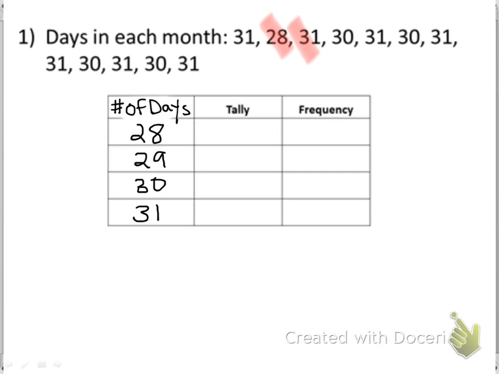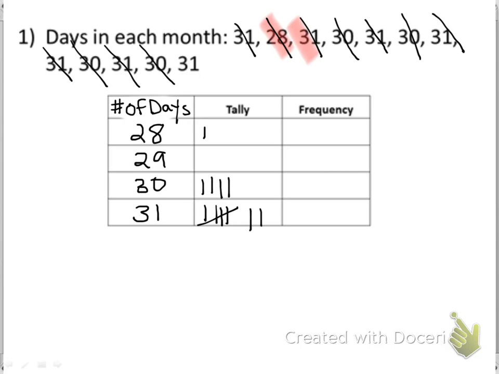I see 31 once, 28, 31, 30, 31, 30, 31. Wait, I lost count. This is why you should cross them out as you go. So I've got one 31, I've got one 28, two 31s, a 30, three 31s, another 30, four 31s, and I'm right here. Okay, now I add another 31, another 30, another 31, another 30, and my last 31.